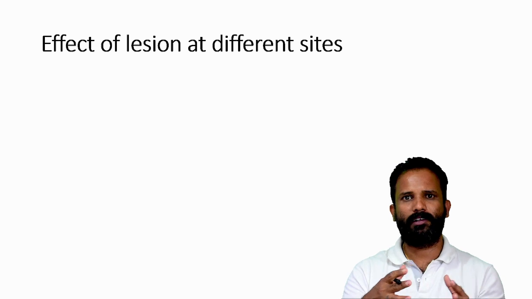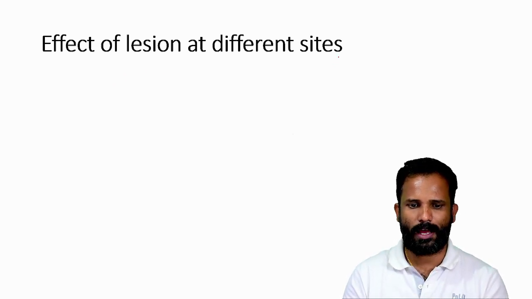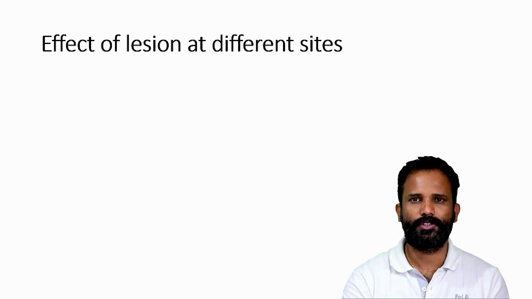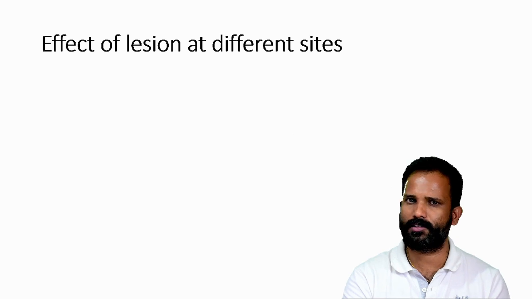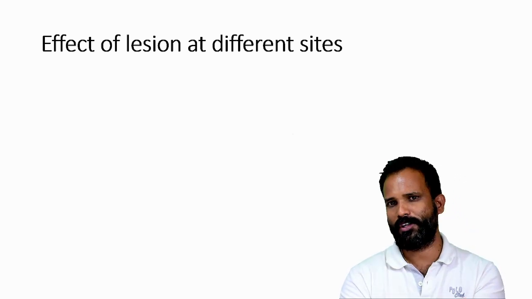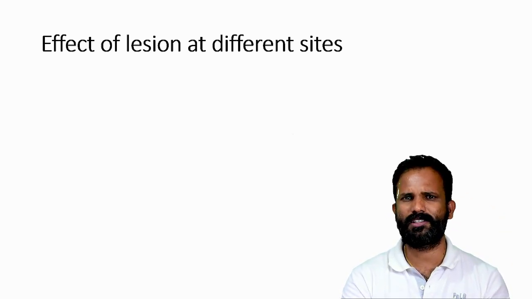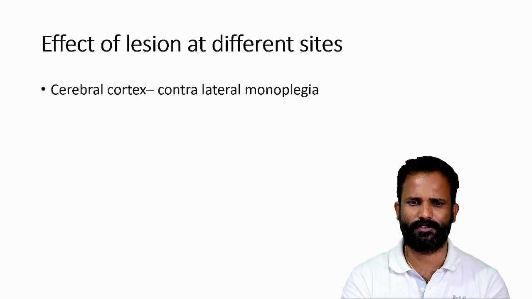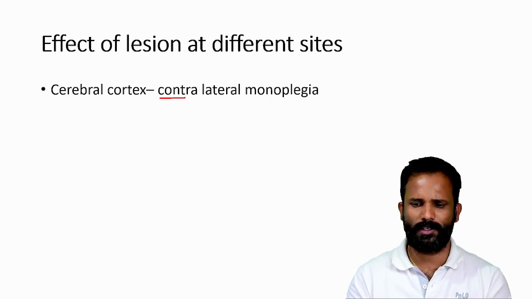And the pyramidal tract, based on the lesion, what happens if the cortex is involved? Usually the cortex is a wider area, and half-body paralysis is not possible with damage of such a wider area. Why so? If such a wider area is damaged, it is not compatible with life. So it usually causes contralateral monoplegia, either of the upper limb or the lower limb.